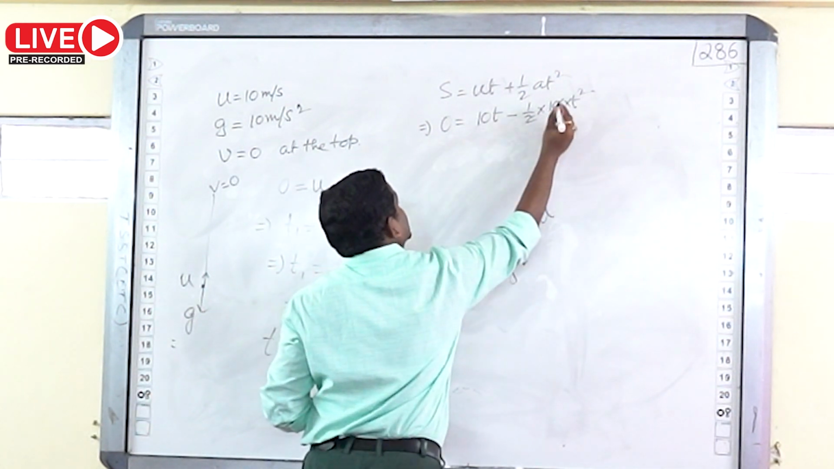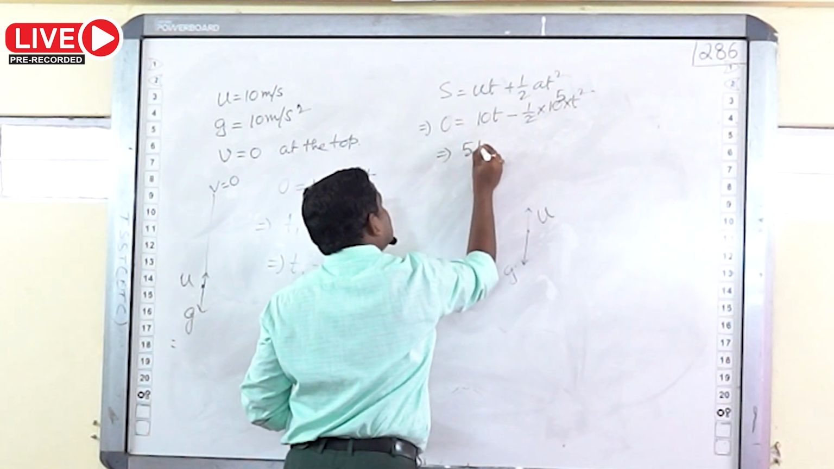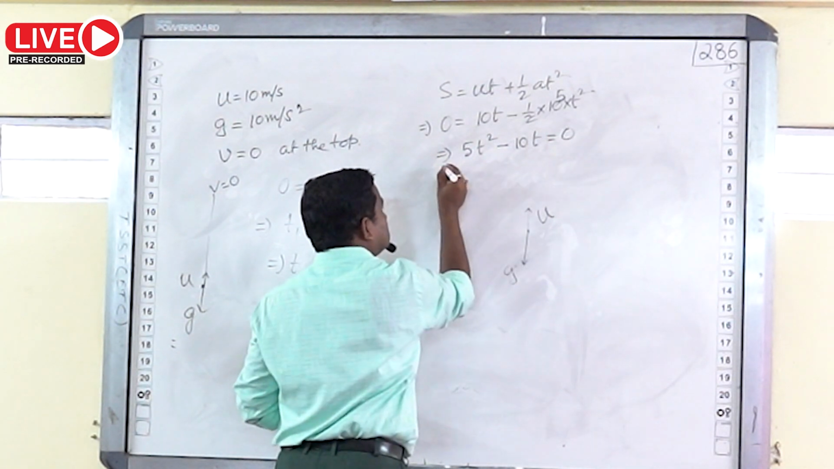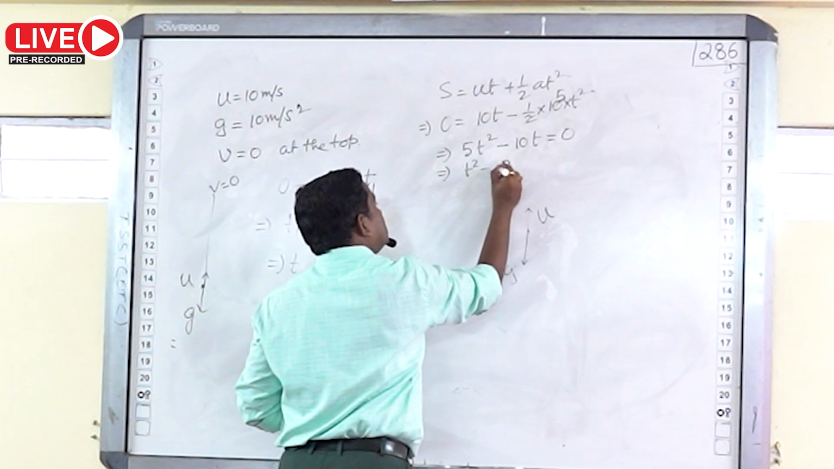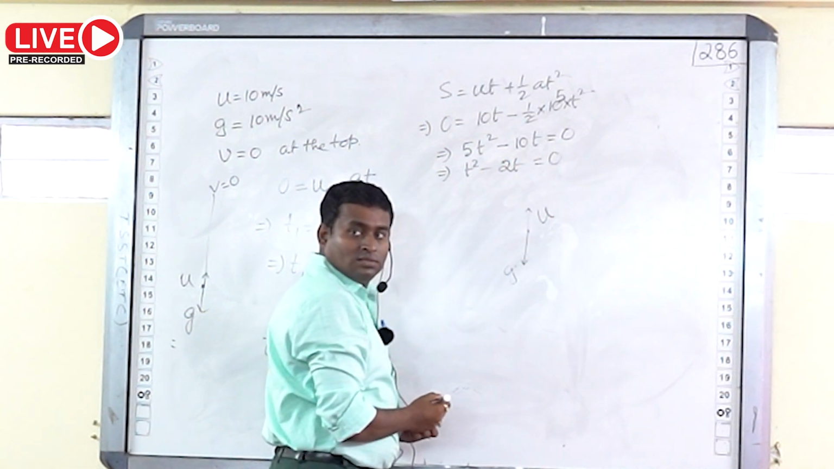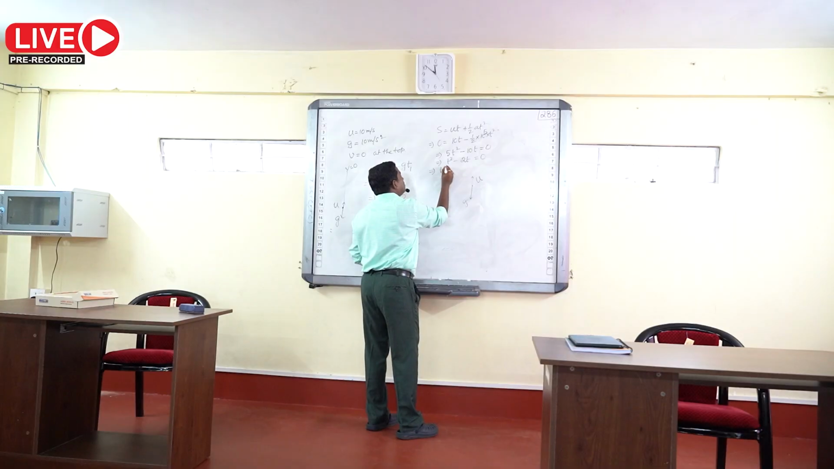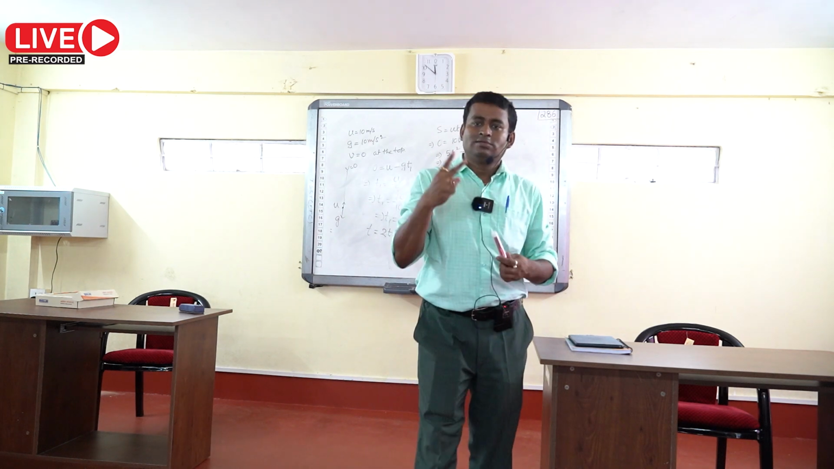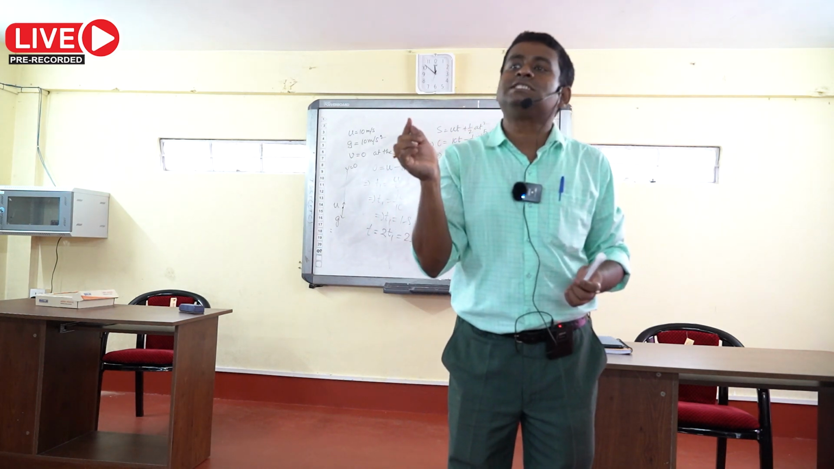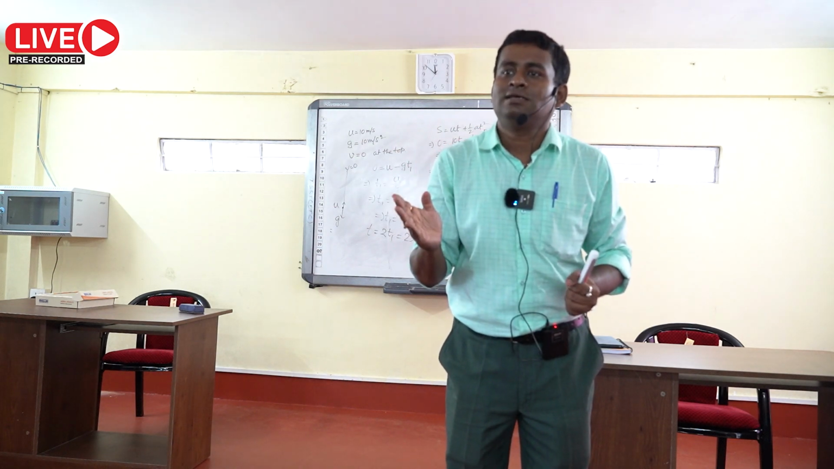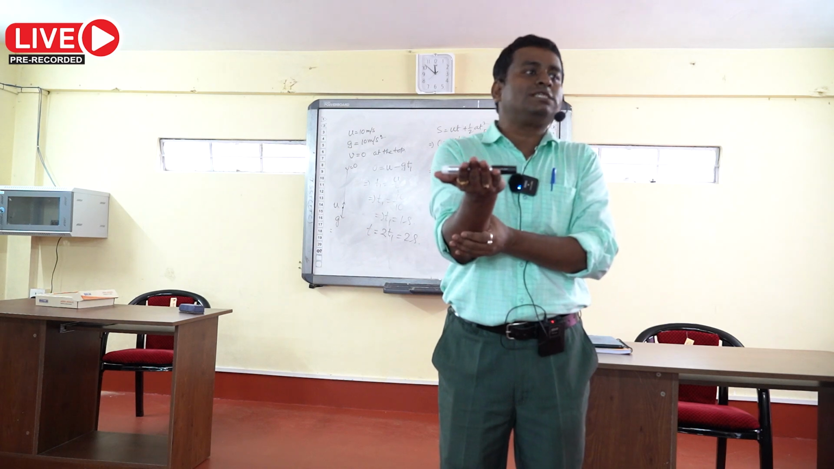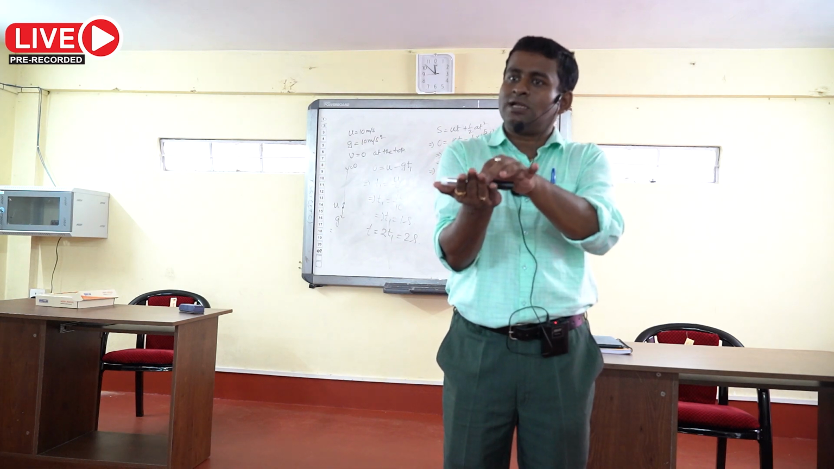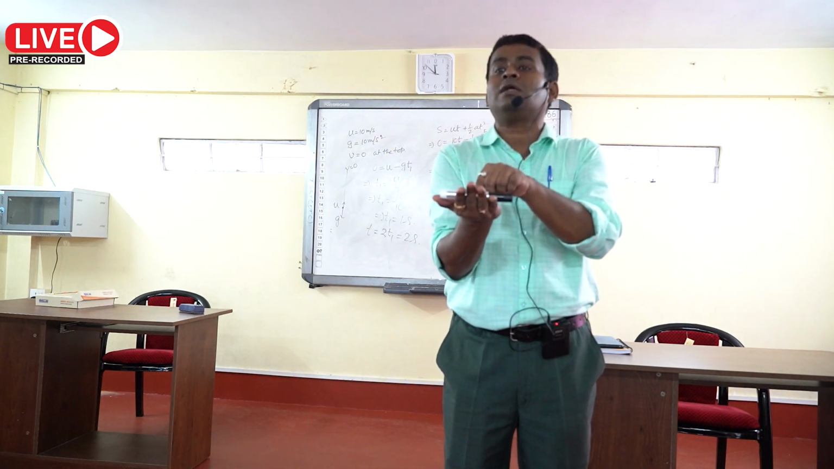So it will give us 5T square minus 10T equal to 0, which means T square minus 2T equal to 0. T common, T minus 2 equal to 0. So how many possible values will come? 2. One is T equal to 0, another is T equal to 2. So which one is our answer? T equal to 2, because T equal to 0 means when the stone is not thrown upward at all. At that time it is at this point, so it will come again to this point after 2 seconds.